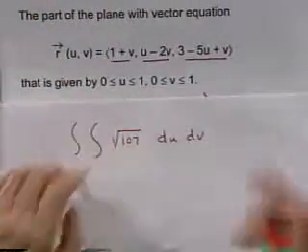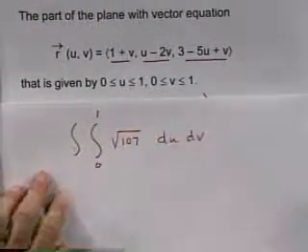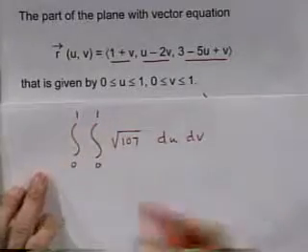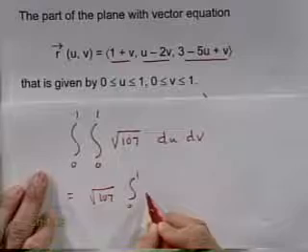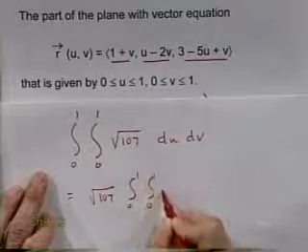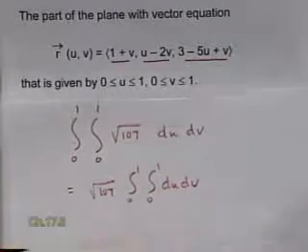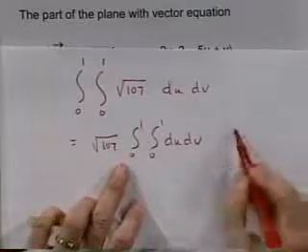Go back to the original problem. This is easy. What's u ranging from? From 0 to 1. What's v ranging from? From 0 to 1. We could write this as the square root of 1 over 7, integral from 0 to 1, integral from 0 to 1, du dv. You're more than welcome to finish that, but this is just it.